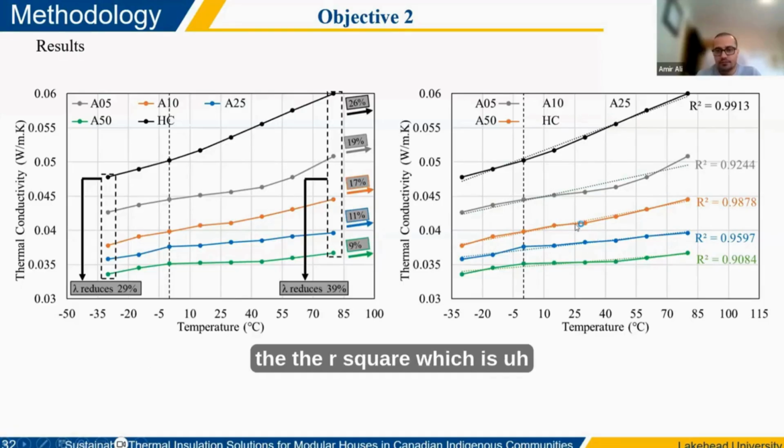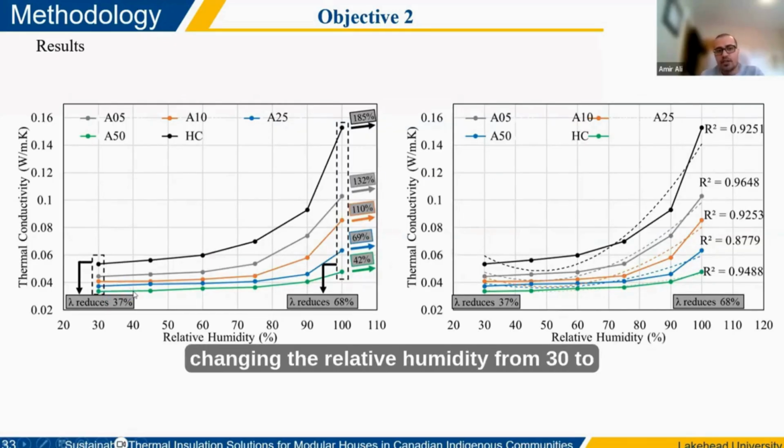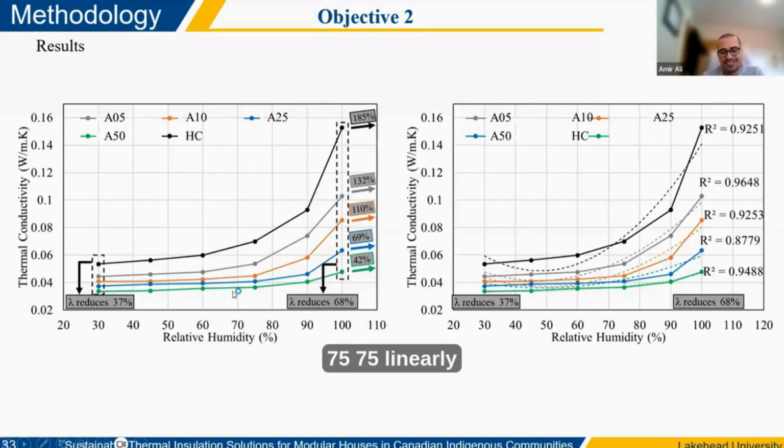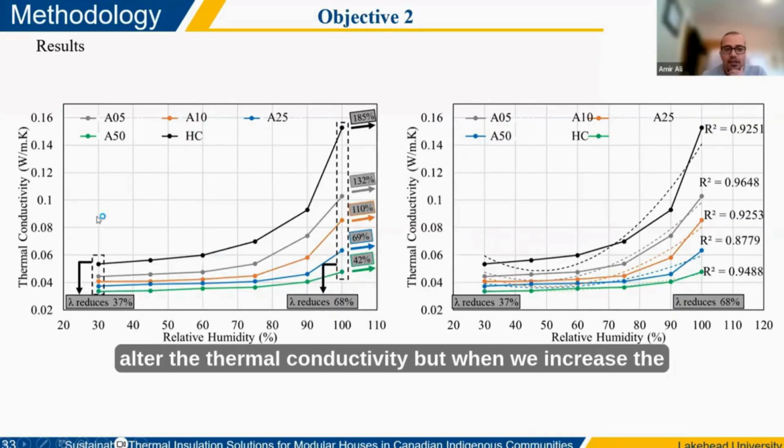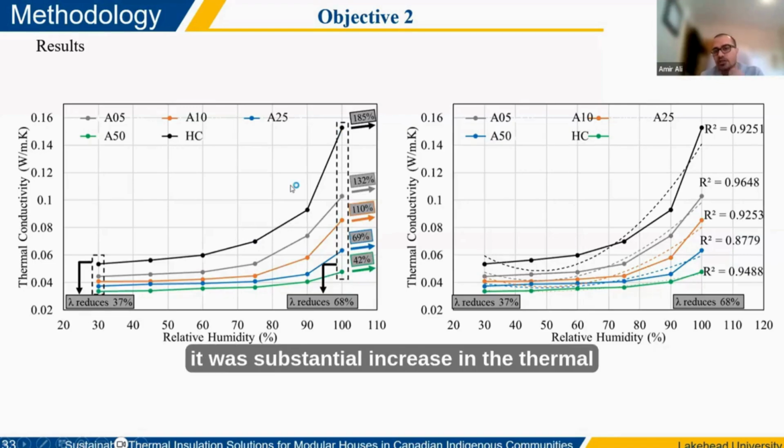As you can also see the R square, which is quite linear, and also how the relative humidity altered the thermal conductivity. We have observed that changing the relative humidity from 30 to 75% does not significantly alter thermal conductivity, but when we increase the relative humidity from 75 to 100%, in that range, there was a substantial increase in the thermal conductivity.